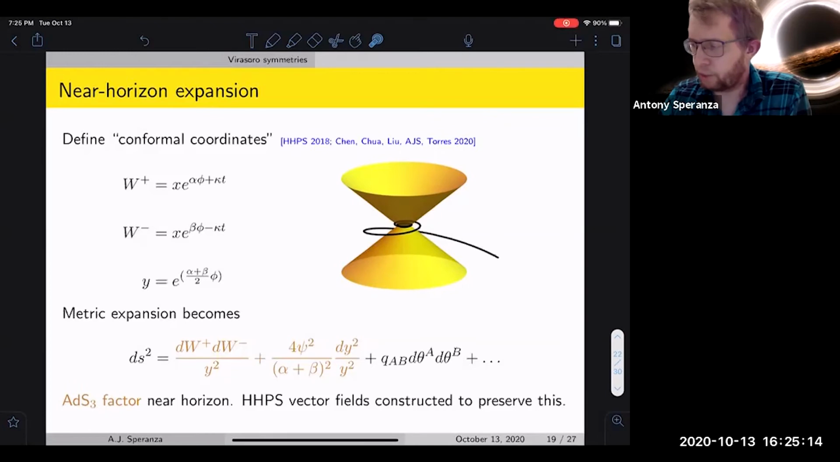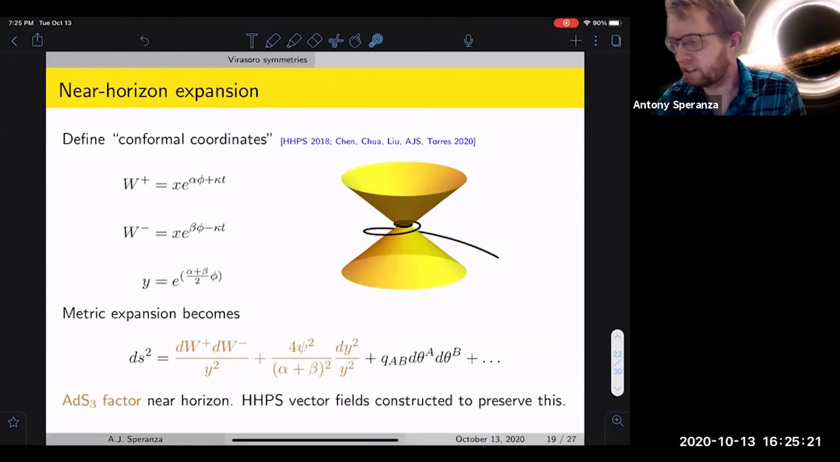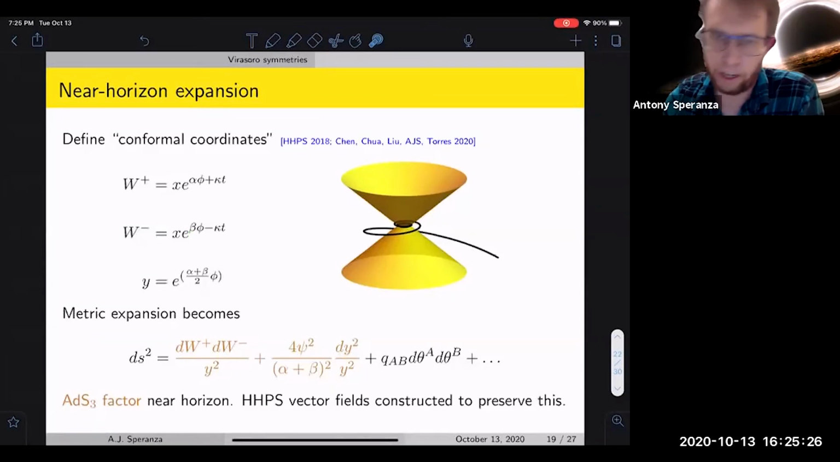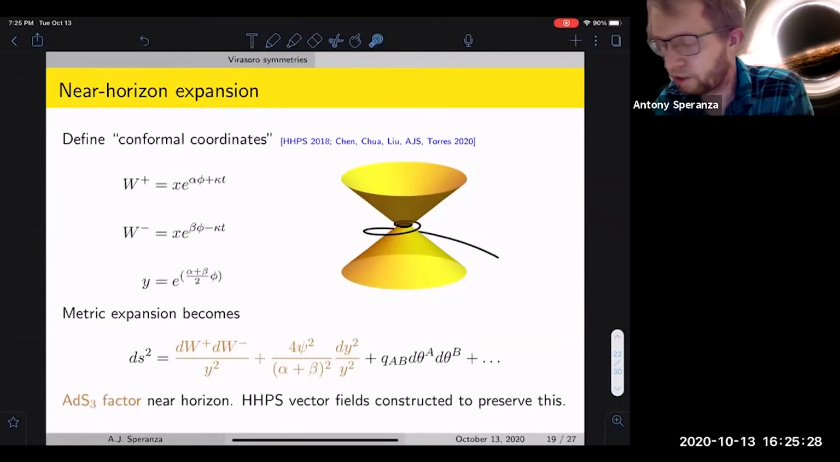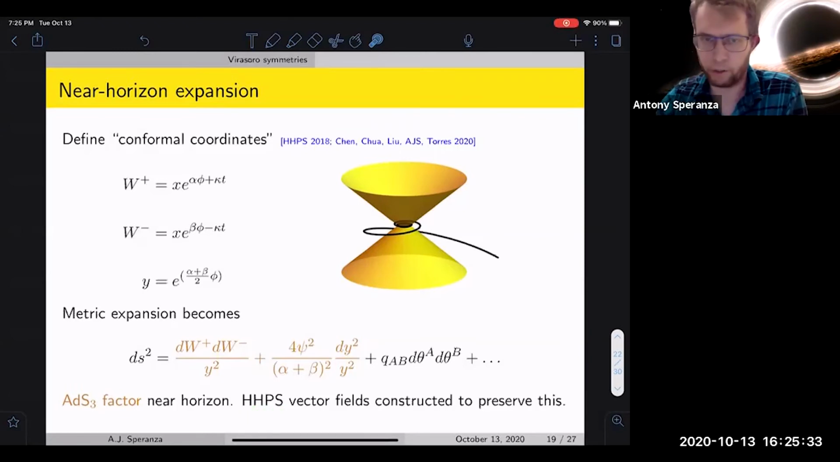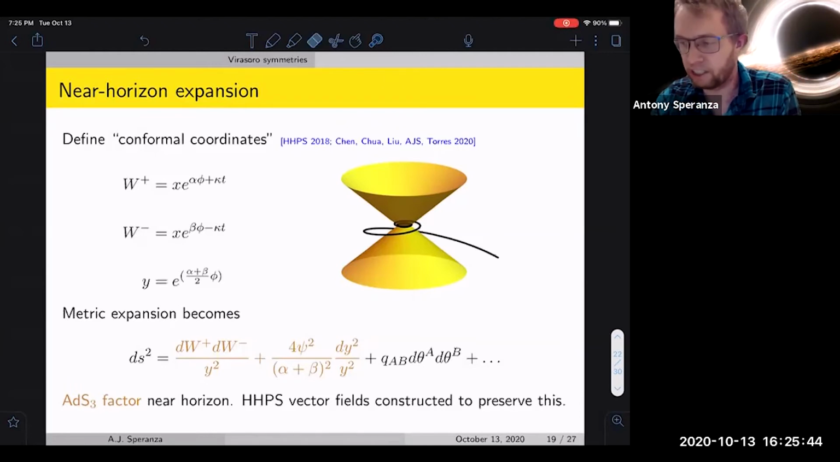And so the HHPS vector fields and the ones that we wrote down were constructed to preserve this structure. Here, alpha and beta are just two parameters that we've associated with the construction. The original paper had some specific choice for these temperatures, but one of the things we did was show that basically any choice works, and we're going to relate them to temperatures in a moment. So these are essentially free parameters associated with the construction.